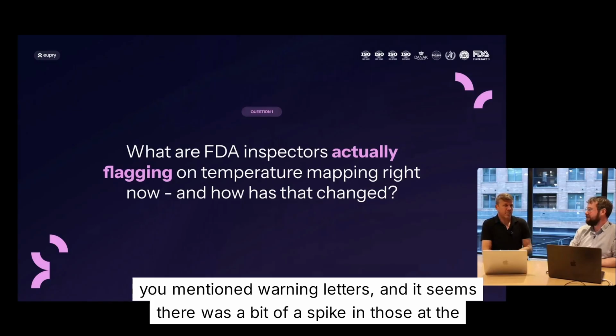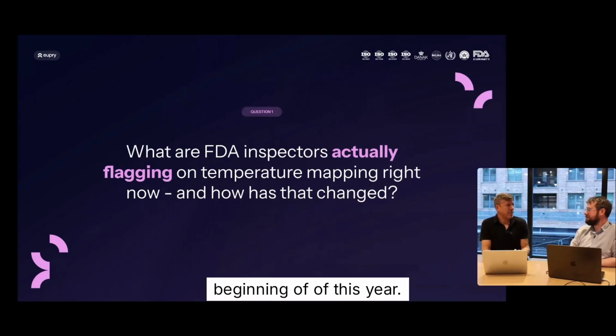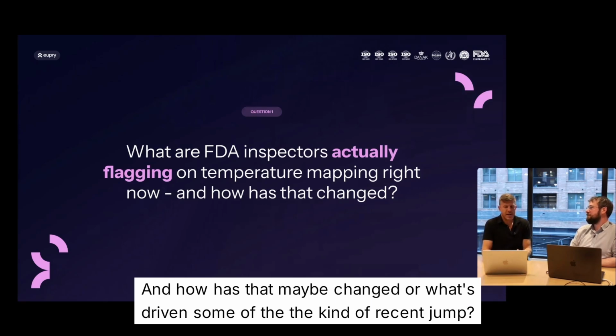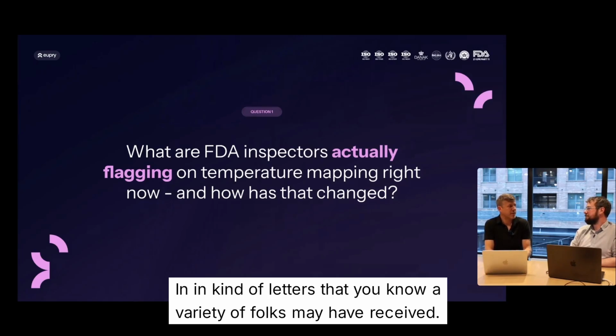You mentioned warning letters, and it seems there was a bit of a spike in those at the beginning of this year. So what are the FDA inspectors actually flagging on temperature mapping right now? And how has that maybe changed, or what's driven some of the recent jump in letters that a variety of folks may have received?